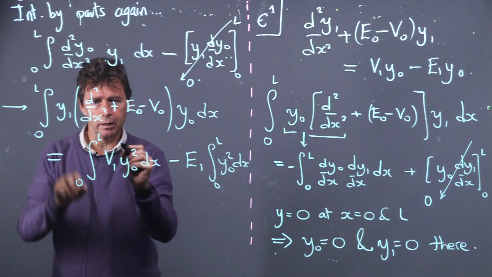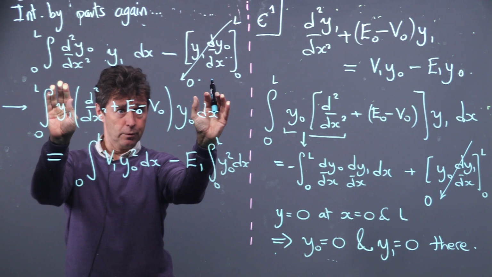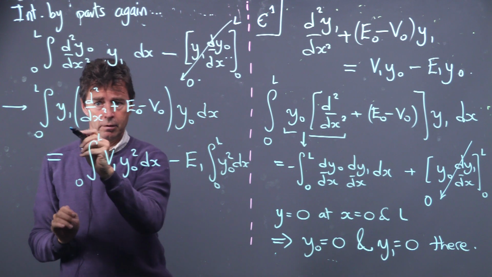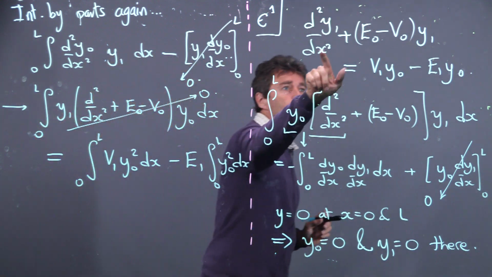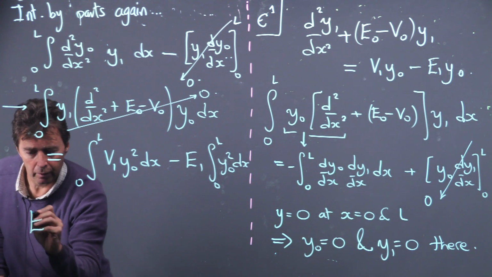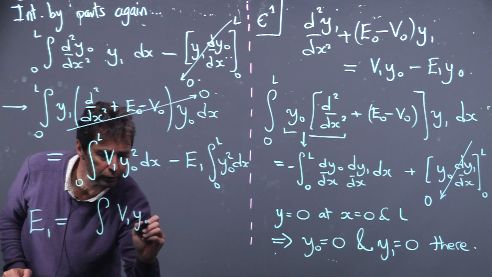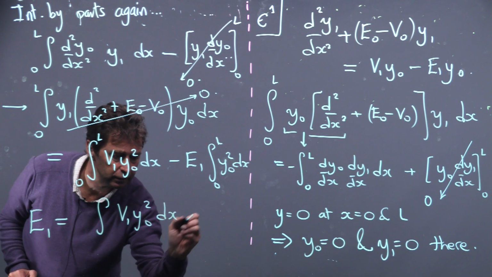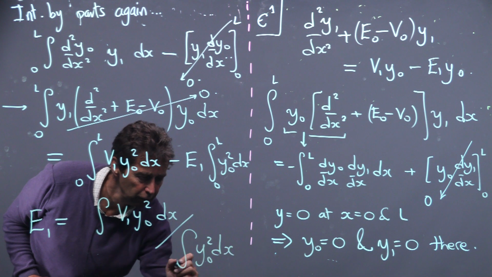This is 0 because that is the equation for y0. So that's 0. So this has accomplished removing the left-hand side from the problem, leaving me with the formula E1 is equal to the integral of V1 y0 squared dx divided by the integral of y0 squared dx from 0 to L.